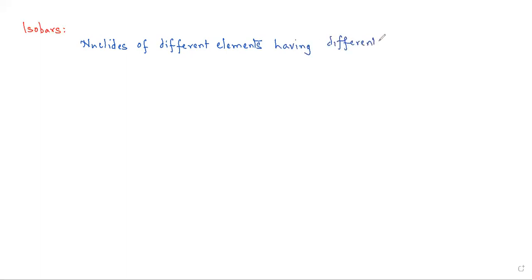Now coming to isobars. Isobars are, of course, the nuclides of different elements having different atomic numbers, but the same mass number. Atomic numbers are different, but mass numbers are the same. Let me give you an example.